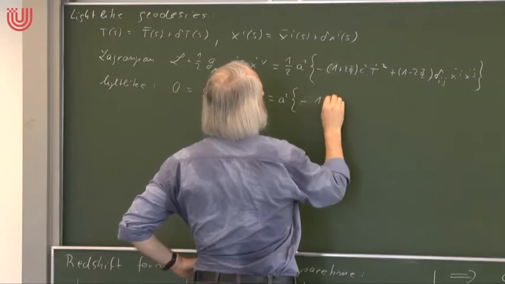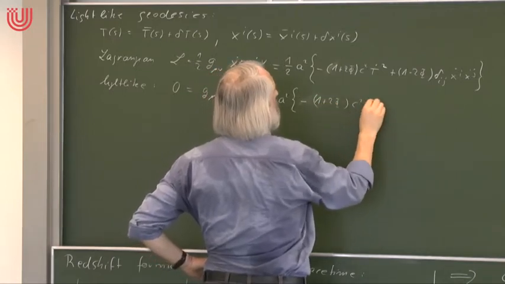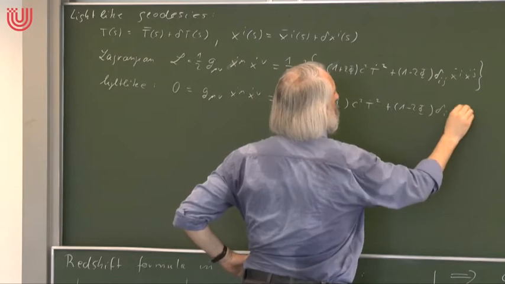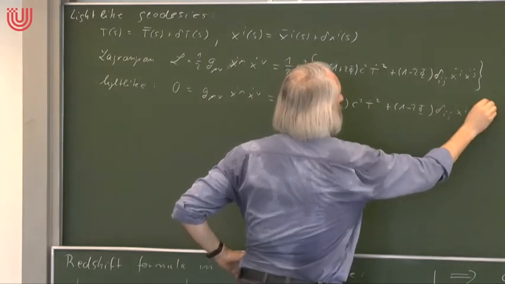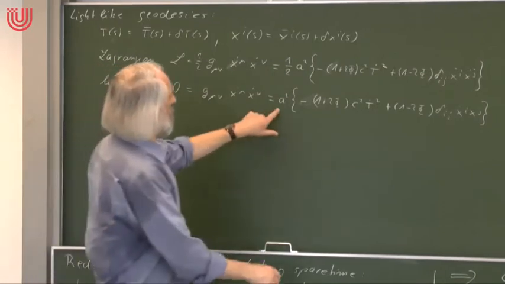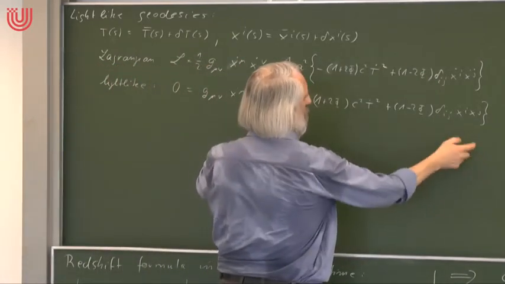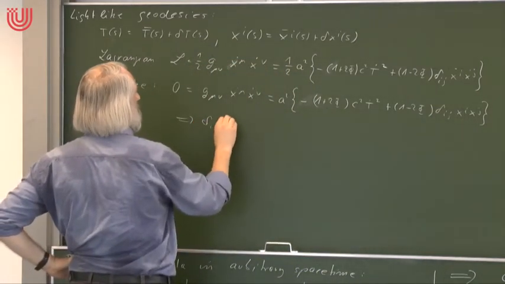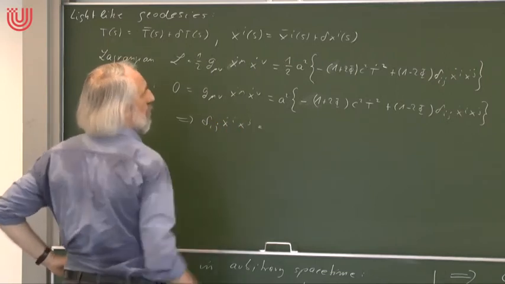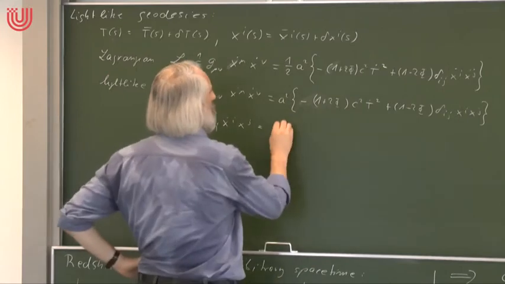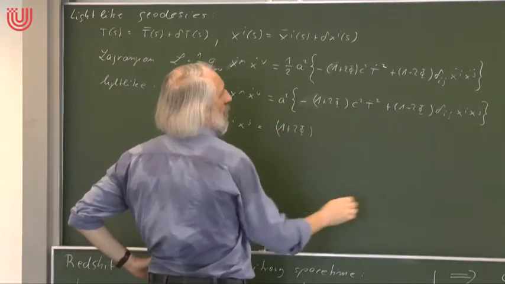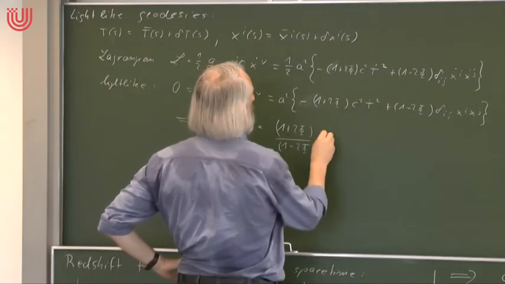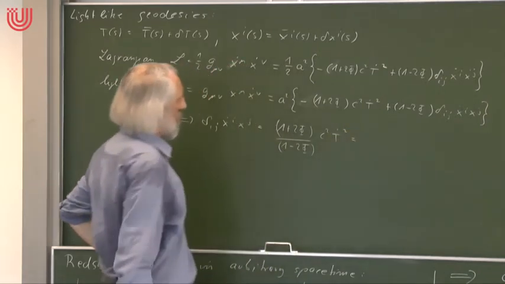Minus 1 plus 2 phi c squared t dot squared plus 1 minus 2 phi delta ij xi dot xj dot. Well, this is certainly not 0, so the curly bracket must be 0, and I can solve this for delta ij xi dot xj dot. This comes to the other side, and it becomes a plus. I have to divide by 1 minus 2 phi c squared t dot squared.